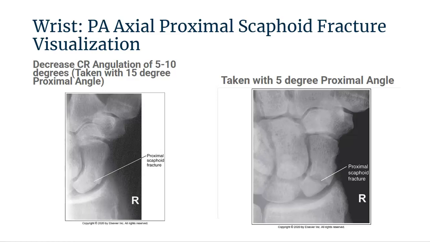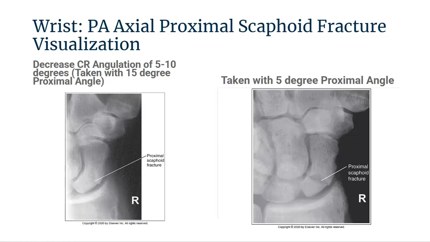Look at the visualization of the fracture here. Now, with a decreased angle, with a second projection taken with a 5-degree proximal angle, we can really see that scaphoid fracture proximal portion a lot more clearly.